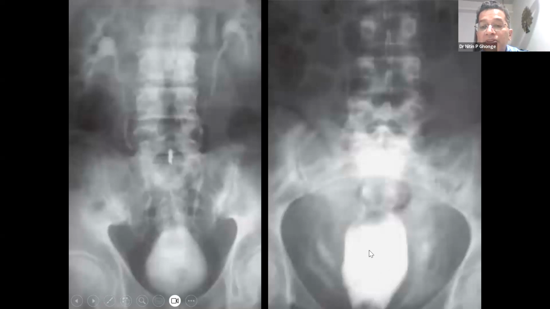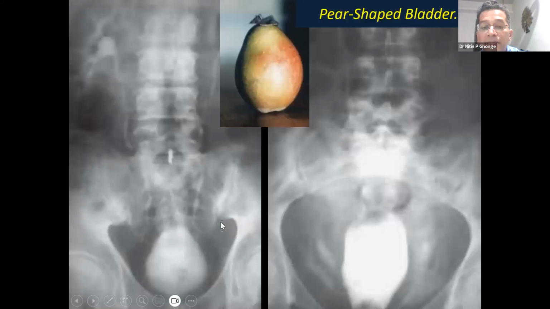This is pear-shaped bladder because of the pelvic hematoma. Hematoma is hyperdense, and you will see opacity in the radiograph. So this is pelvic hematoma causing compression of the bladder, and it looks pear-shaped. Here it is pelvic fibrolipomatosis, which causes pear-shaped bladder, and therefore the surrounding area is more lucent.